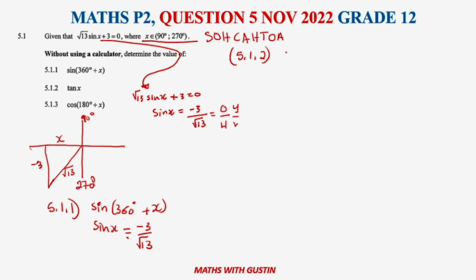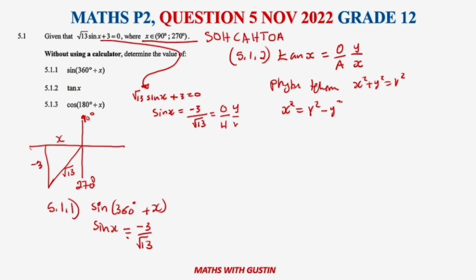5.1.2, it says here we need to find tan x, which is going to be given by opposite over adjacent, which is y over x. We don't have x here, we need to look for x, therefore we can apply the Pythagoras theorem, which states that x squared plus y squared is equal to r squared. x is what we're looking for, so we make x squared the subject of the formula.